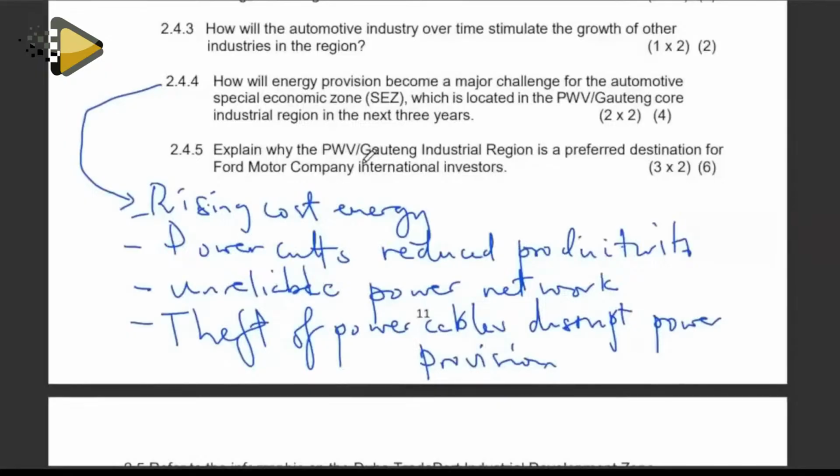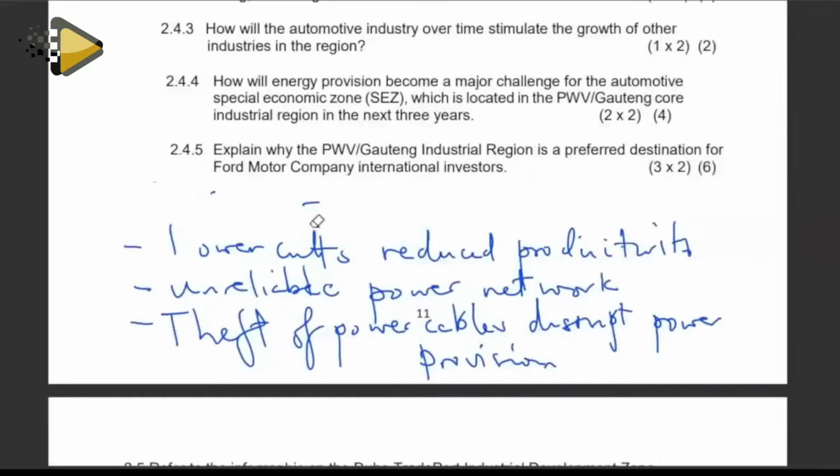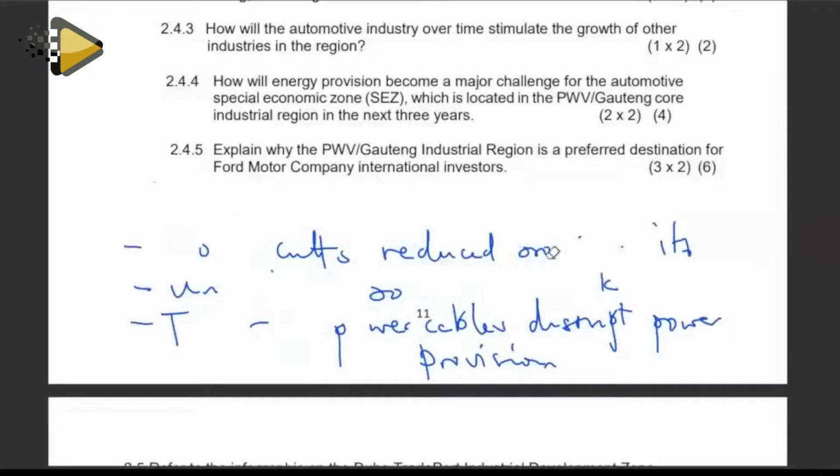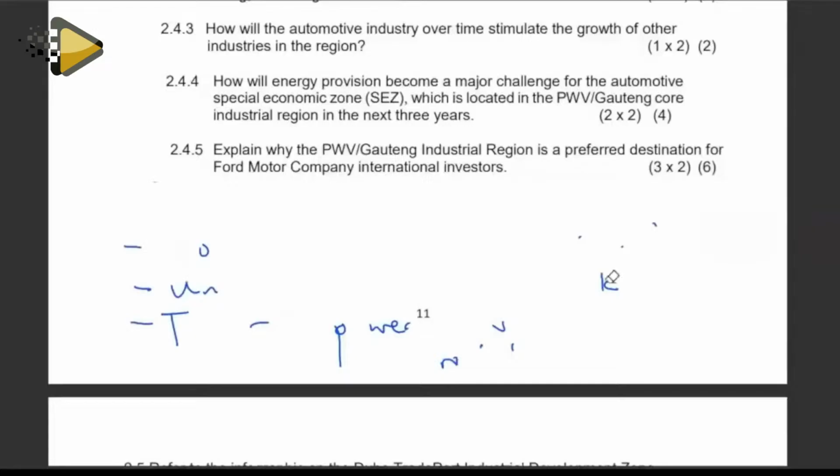Right. The last question says, explain why the PWV Gauteng industrial region is a preferred destination for Ford Motor Company international investors. Why are the Ford investors targeting to establish their manufacturing plants in the Gauteng PWV core industrial region and not other industrial regions across South Africa? Why are they targeting to invest in Gauteng PWV? What's the motive?